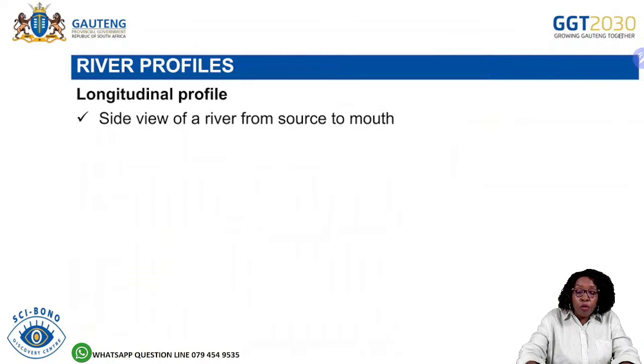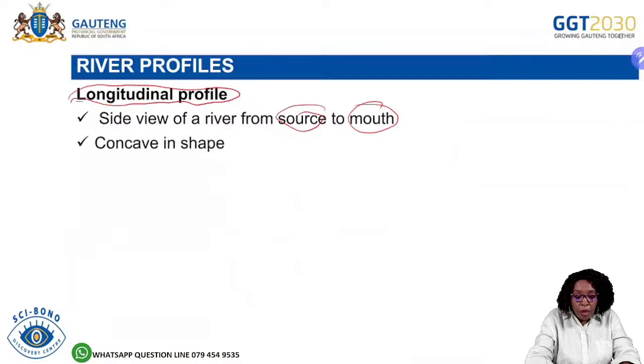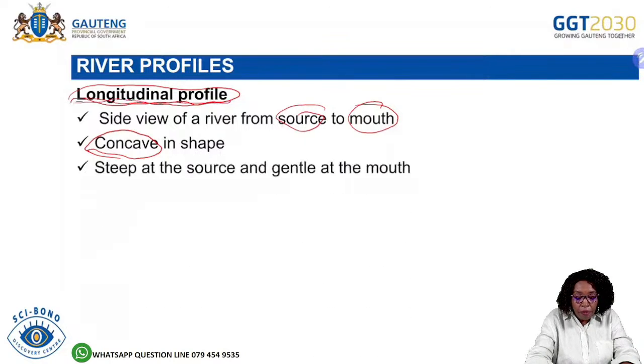Right, okay, we are now looking at the longitudinal profile of a river, of which all the processes that I mentioned in the previous slide, we are going to see them throughout the river in its longitudinal profile. So what is a longitudinal profile? It is the side view of a river from the source to the mouth. So when we look at the river from the source to the mouth, it will give us that concave shape, which determines the profile that we are looking at, that is a longitudinal profile. So the shape would be concave.